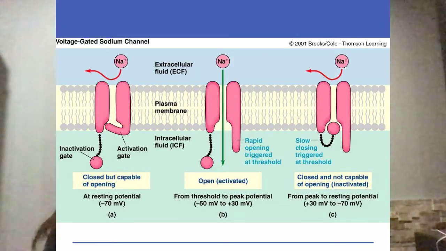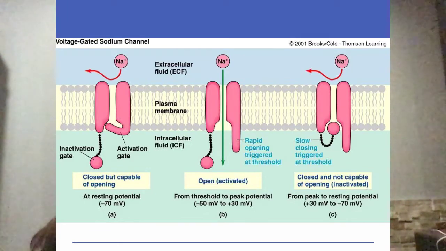So remember, I keep saying voltage-gated. That's because you see the little gates there. One is closed, one is open. Those gates will shift their position when there's a change in the potential of the membrane right in the area where it's embedded. So when the change in the potential of the membrane occurs, that's the stimulation to open up these gates. And it will change the position of these gates.